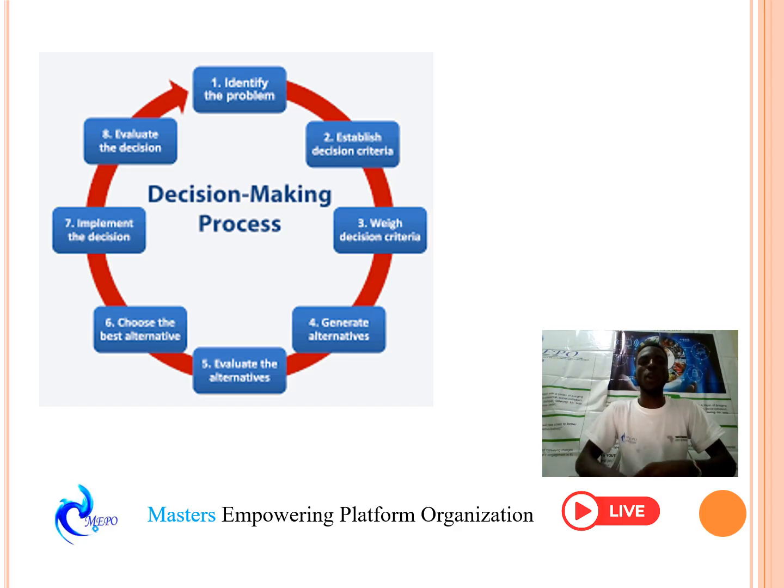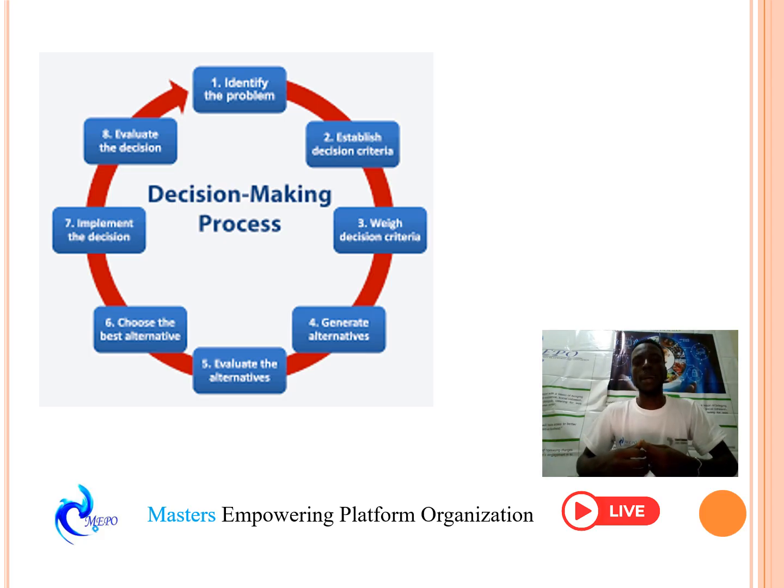Number two, you have to look at establish decision criteria. You have to put the criteria in action. You have to implement it in your business. So it is also one of the decision making process. Thirdly, you have to weigh decision criteria. Is it right or is it not right? You have to balance the criteria. Is it supportive or is it not supportive? When you see that it is supportive, that means it is a good process for decision making.